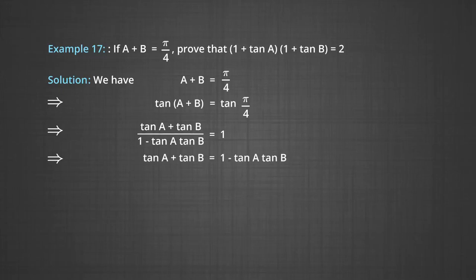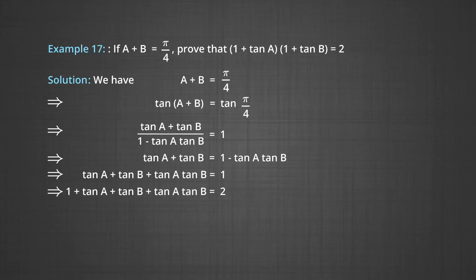We will now cross multiply and we get tan a plus tan b is equal to 1 minus tan a into tan b. We rearrange the terms and we get tan a plus tan b plus tan of a into tan of b is 1. We add 1 to both the sides. So, 1 plus tan a plus tan b plus tan of a into tan b is equal to 2. Now, from the third and the fourth term, we take out tan b common and simplify, we get 1 plus tan a into 1 plus tan b is equal to 2.